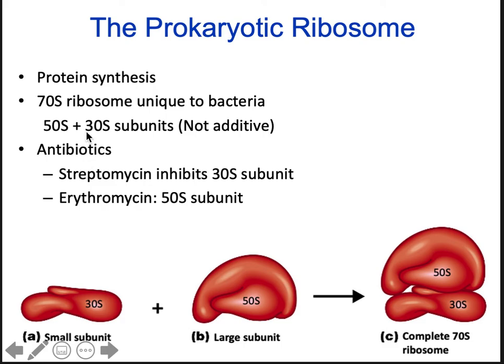Antibiotics can target bacterial ribosomes. Some of them will target the small unit, some will target the large. Streptomycin, a very common antibiotic, targets 30S. Erythromycin, also very common, targets 50S. If you shut down the bacteria's ability to make proteins, it will slowly die.